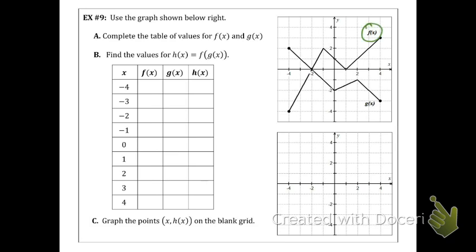So when x is negative 4, it's here at negative 4. Negative 3, it's right there at negative 2. At negative 2, it's at 0. Negative 1, it's up at 2. At 0, it's at 1. At 1, it's at 0. 2 is 1. 3 is 2. And 4 is 3.